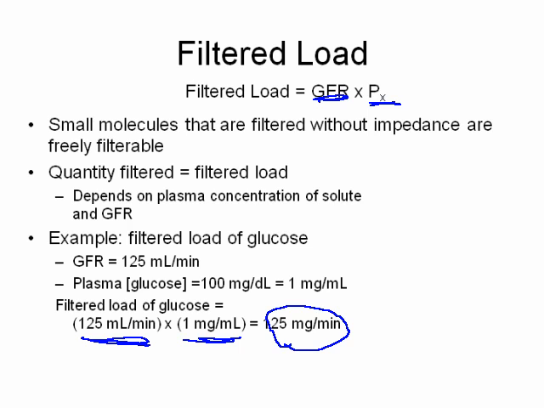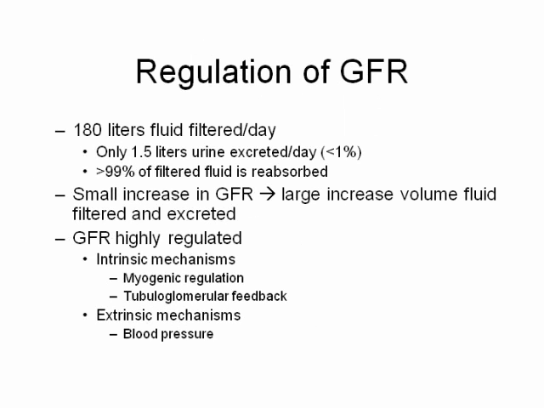Now, of course, generally very little glucose ends up in the urine because most of it gets reabsorbed, but it gets filtered out initially. So let's see how GFR is regulated before we go on to talking about reabsorption. As I said before, we have about 180 liters of fluid that's filtered out per day, but only about 1.5 liters ends up in the urine. This is less than 1% of the total amount of material that's filtered out. So 99% of the filtered fluid is reabsorbed.